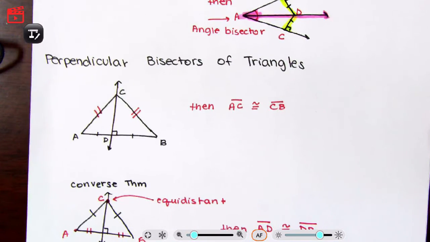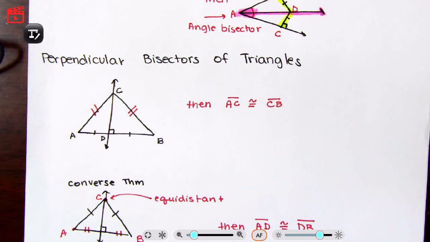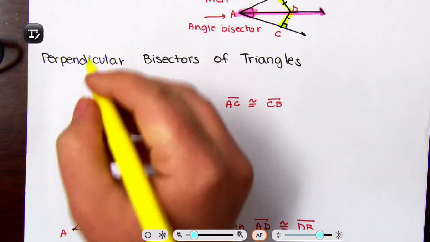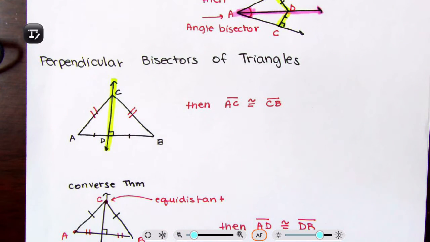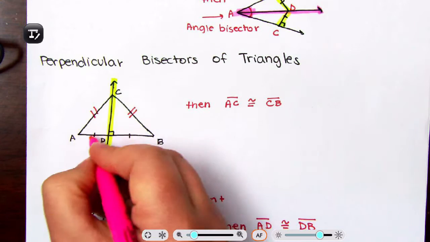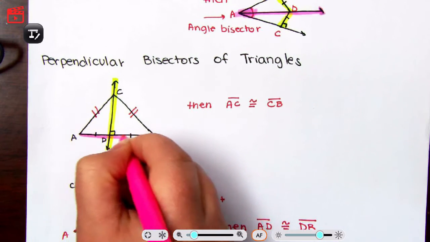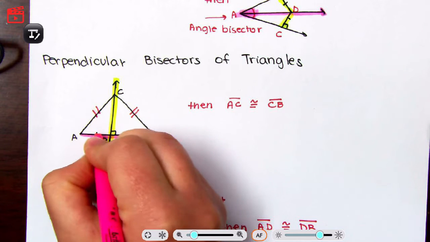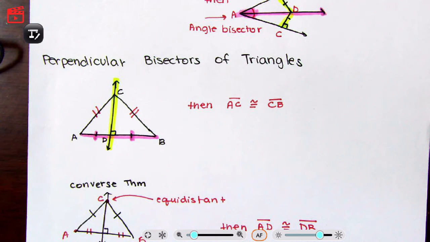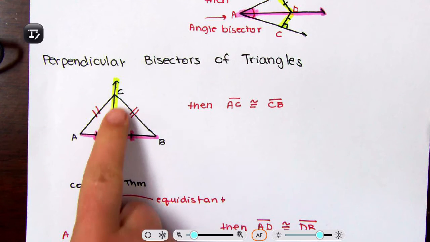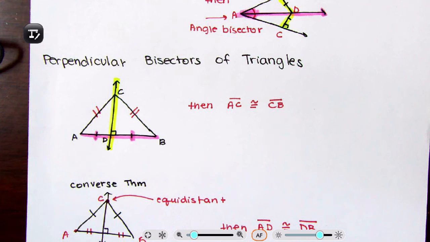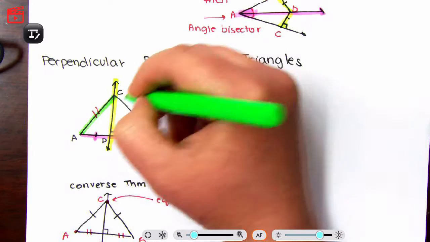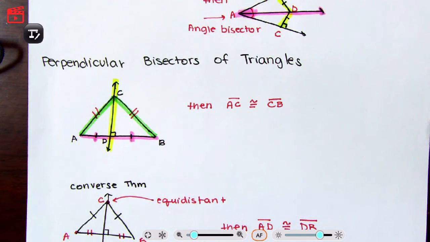A perpendicular bisector, which is not an angle bisector, is where you have a line that cuts the bottom of a triangle in half. This one right here. And if it cuts in half, that means these two segments are congruent. So if you have a line that cuts the base of a triangle in half, that means that this section right here, I'm going to highlight it in green, and this section right here, these two segments are also congruent.